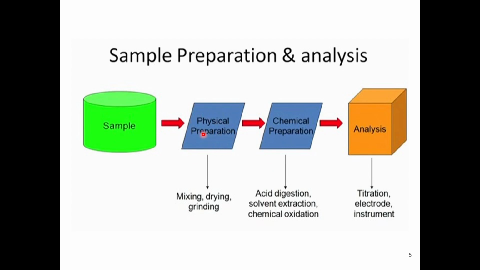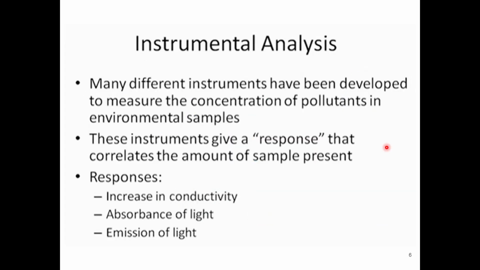If we talk about physical preparation, it can be of various types such as mixing, drying, grinding, etc. For chemical preparation, we can go for acid digestion, solvent extraction, and chemical oxidation. And for analysis, we use titration, electrode, and other instruments. This is mainly for environmental related analysis and data collection, related to environmental science.